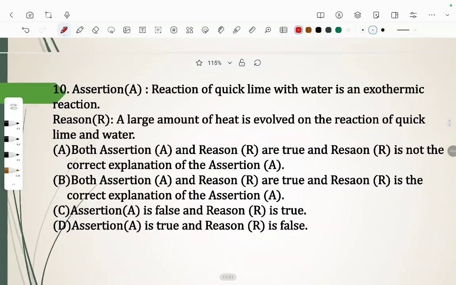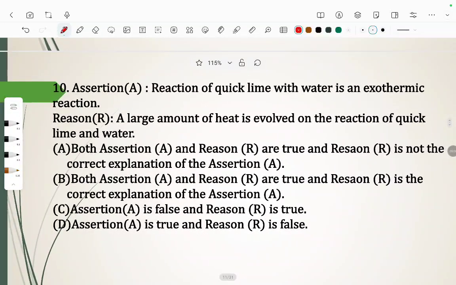These are very important questions from the board exam point of view. You can say these are the golden MCQs of the chapter. Okay. Next, 10th question, assertion-reason. Reaction of quicklime with water is the exothermic reaction.